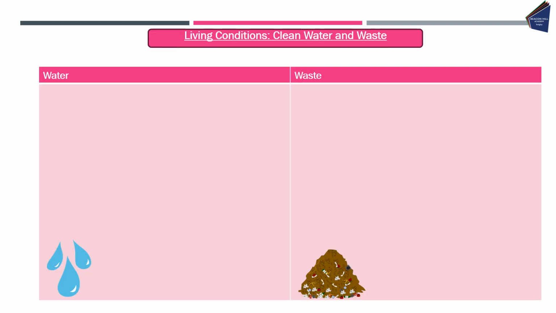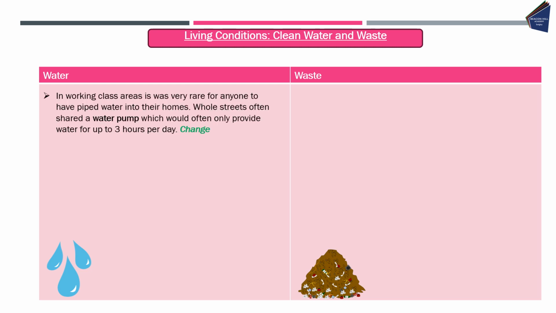So in terms of water and waste during industrial Britain, we're going to start with water first of all. In working class areas, it was very rare for anyone to have piped water into their homes. This was the same as the time period before. It's only the very wealthy that can afford to do this. But what is a change is that whole streets often shared a water pump, which would often only provide water for up to 3 hours per day. So this is how the vast majority of people are accessing their water in industrial Britain.